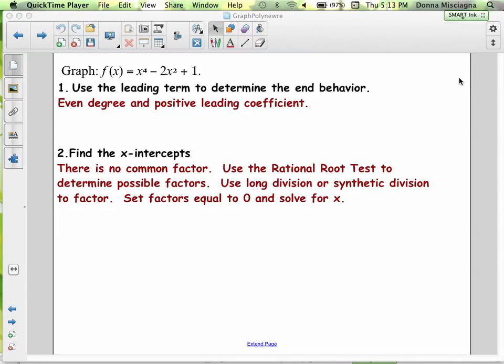Welcome. In this podcast, we're going to be graphing f of x equals x to the fourth minus 2x squared plus 1. So first, let's use the leading term to determine the end behavior.